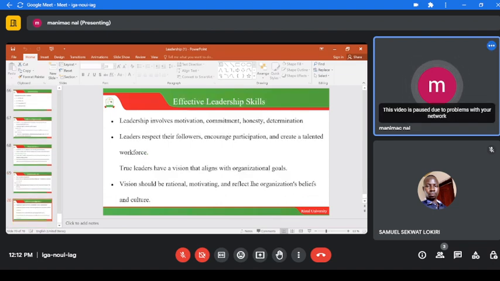We also need to ask how we can have effective leadership skills. We can have effective leadership skills through motivation, commitment, honesty, and determination. Leaders also need to respect their followers and their opinions, encourage them to participate, and create a talented workforce of talented subordinates.